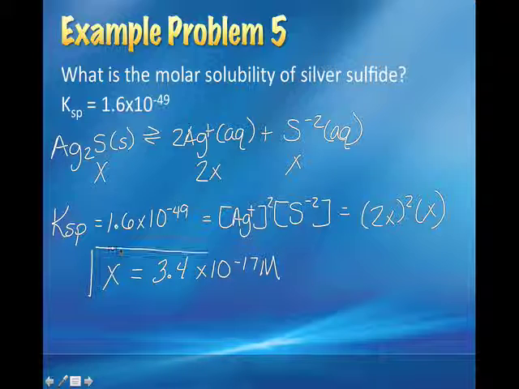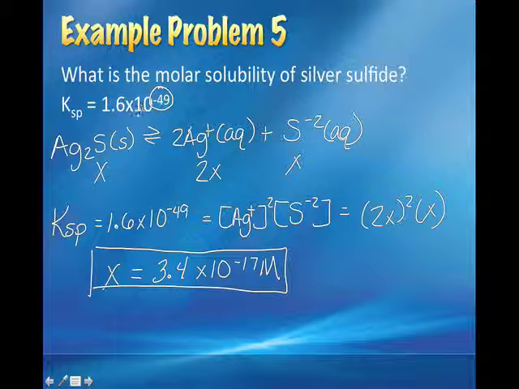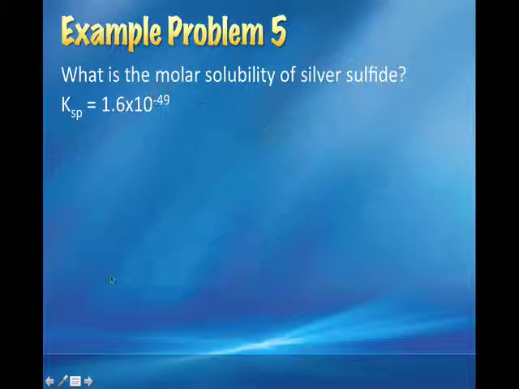So not very much of that is going to dissolve. That's a pretty small number, but we can tell that just by looking at the Ksp, because the Ksp is so tiny, it's to the negative 49th. That indicates that hardly any of this dissolves at all, and this would be considered insoluble because it basically stays as a solid. There's hardly any of these products over here where it's the ions.